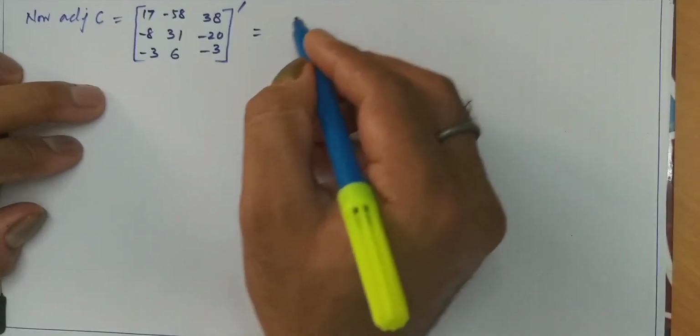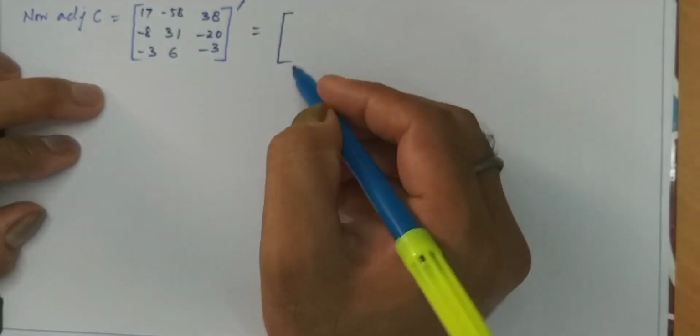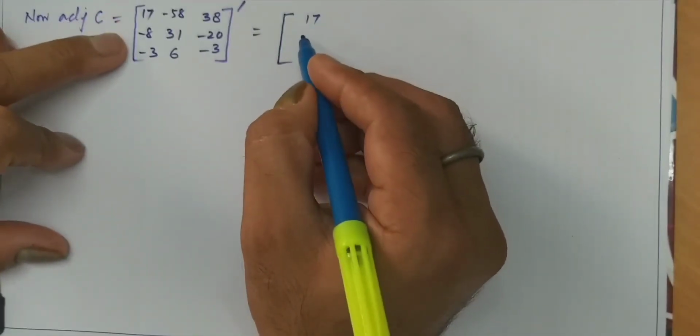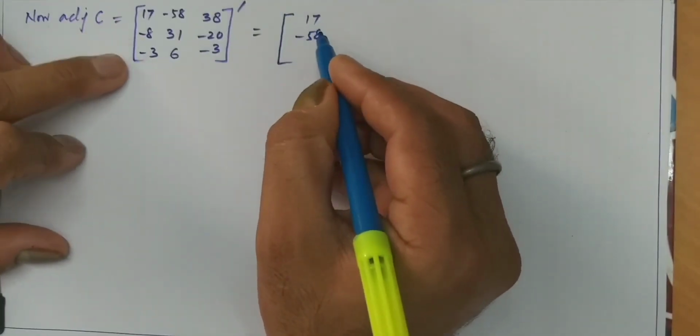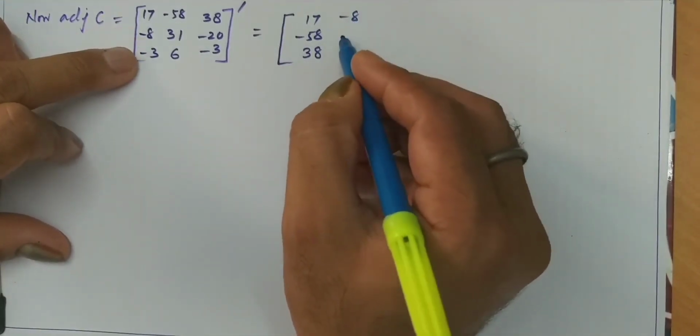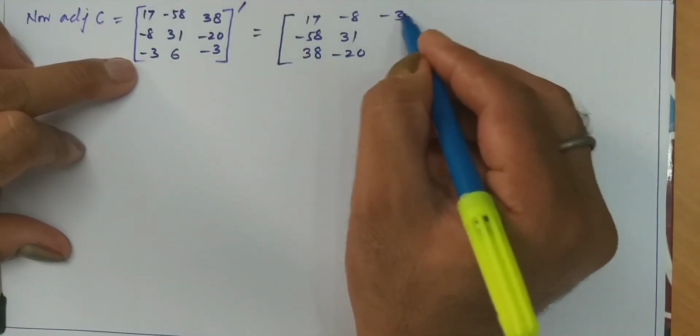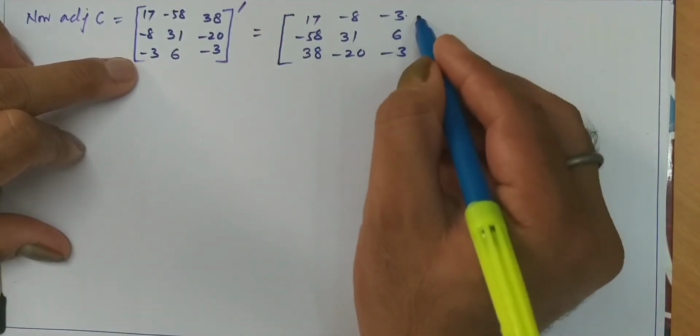Now its transpose is: rows will be converted into columns. So 17, minus 58, 38, minus 8, 31, minus 20, minus 3, 6, minus 3.